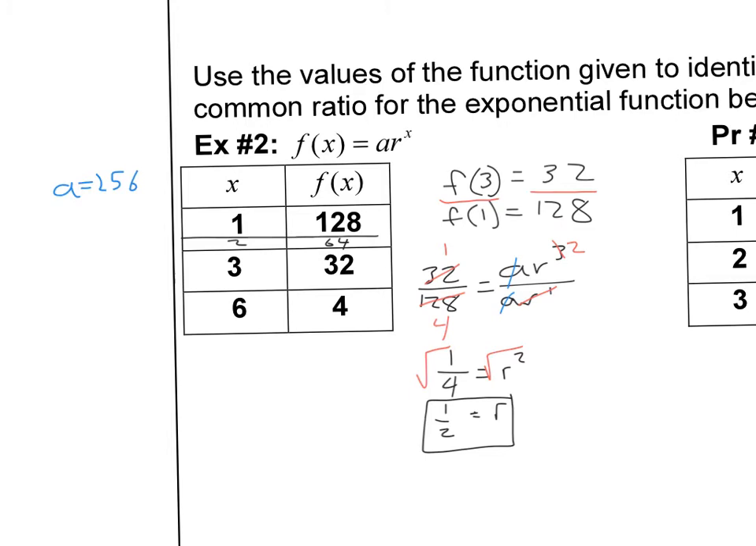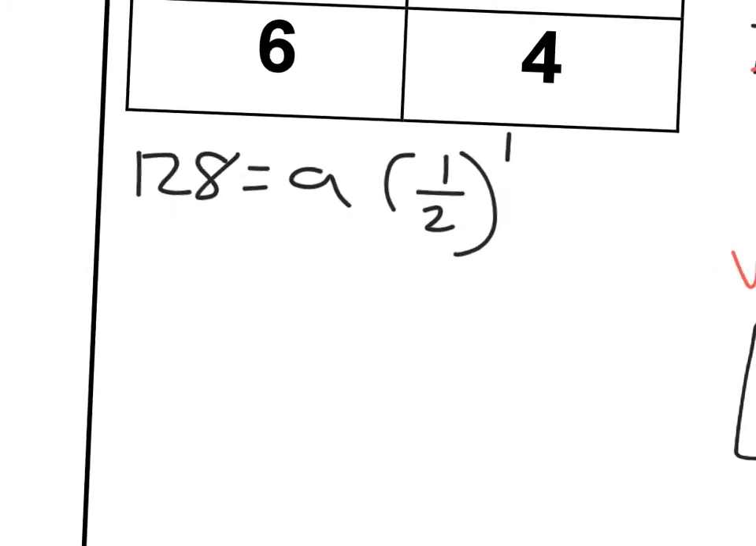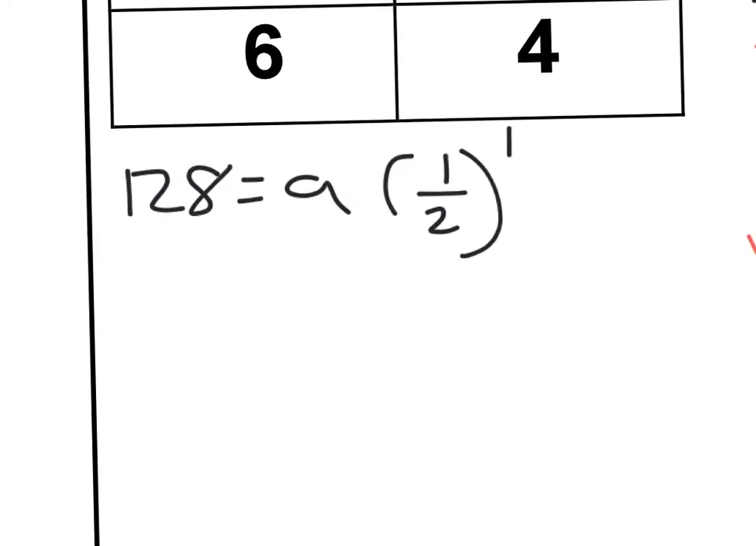Okay? So let's go back to this original function and let's plug in what we know and we'll solve for A and see if we get the same thing. So for example, let's use the 1 and 128 point. So when f of x is 128, we could say that equals A. My r value we found to be 1/2, and when f of x is 128, the x value is 1. So I could just say 1. Well, let's just do some math here. I get 128 equals, well, 1/2 to the 1 is just 1/2, so I really just have A times 1/2.